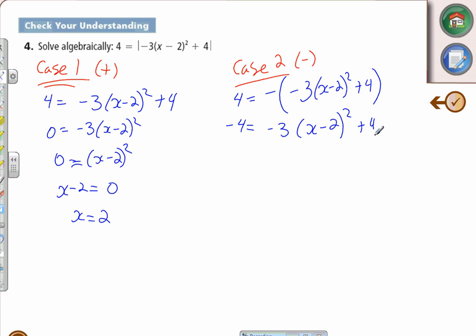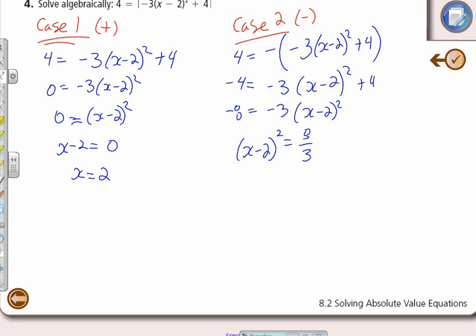And now we just start, again, solving for x. So subtract the 4 over, we got negative 8 is equal to negative 3 x minus 2 squared. Divide the negative 3 over. So now we've got x minus 2 squared equals 8 over 3. Square root both sides. X minus 2 is equal to plus or minus the square root of 8/3.